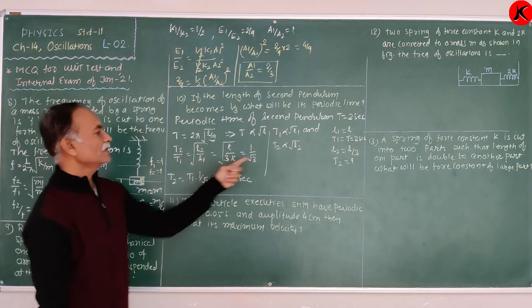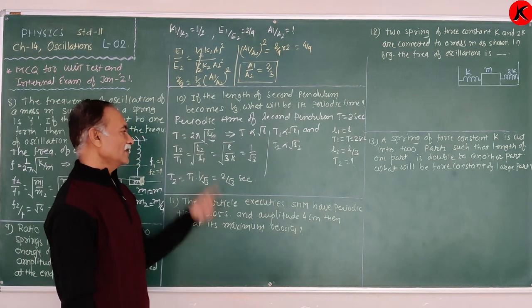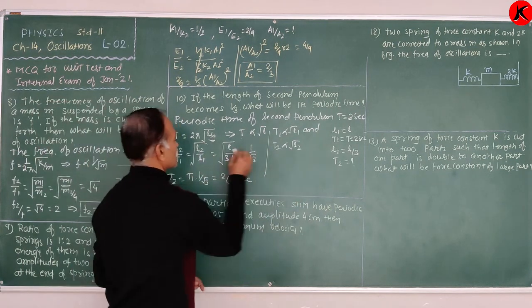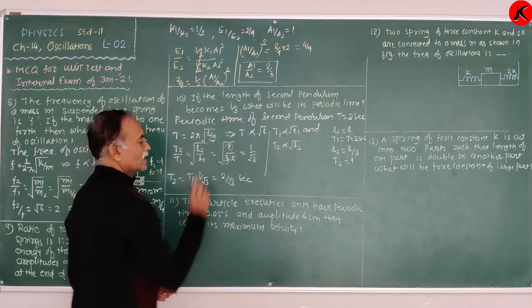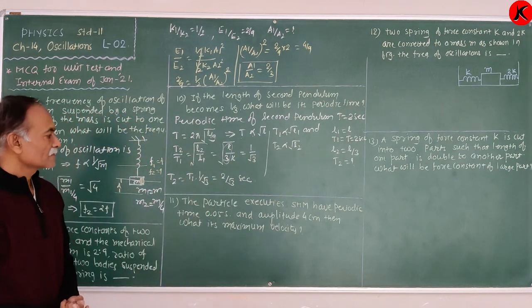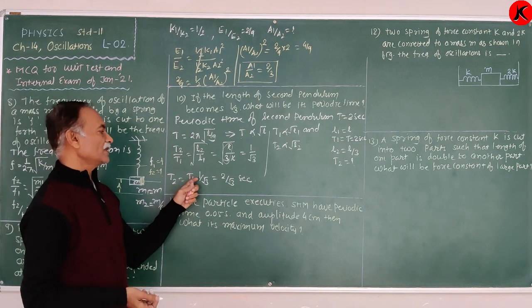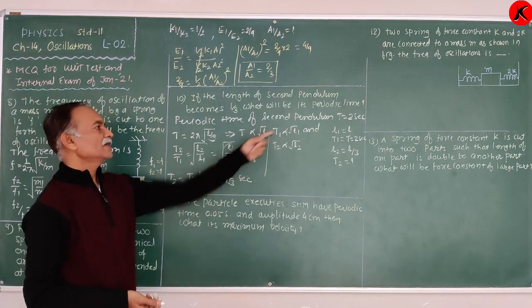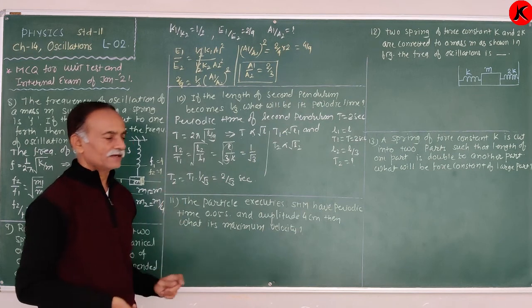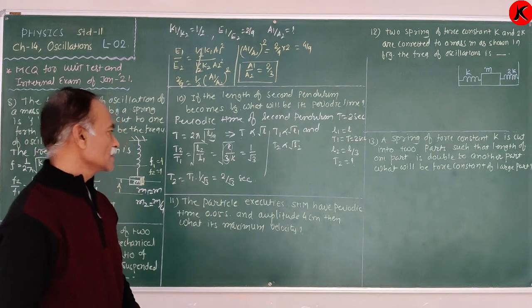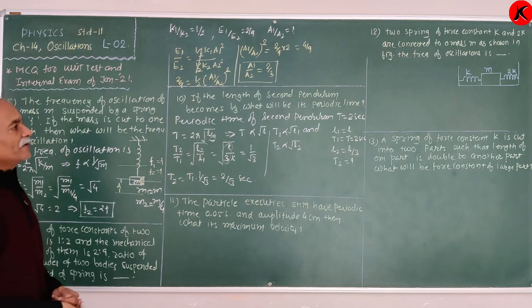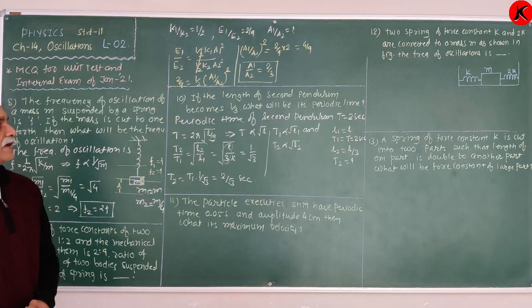L2 is L by 3. This is L2, and L1 is L. L and L cancel. Therefore 1 upon root 3. Therefore T2 is equal to T1 into 1 upon root 3. But T1 is equal to 2 seconds. Therefore 2 upon root 3. So that is the new periodic time of a simple pendulum if its length is 1/3.